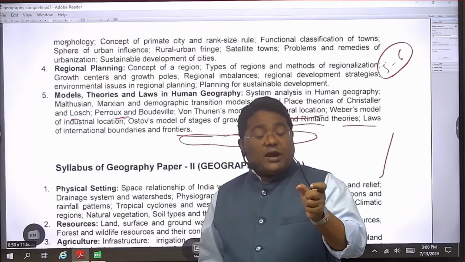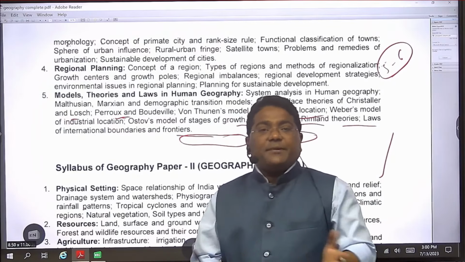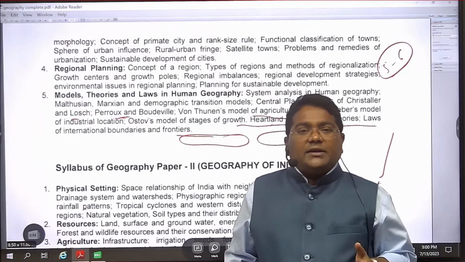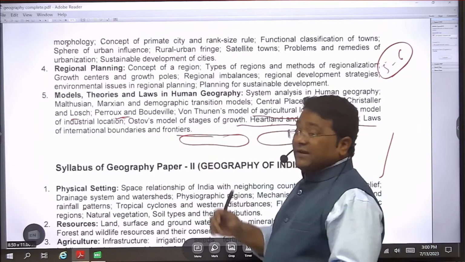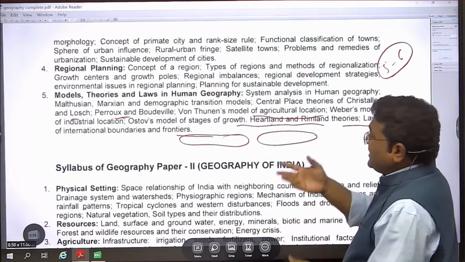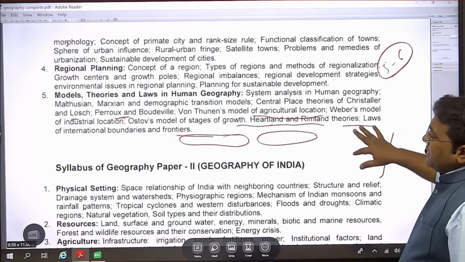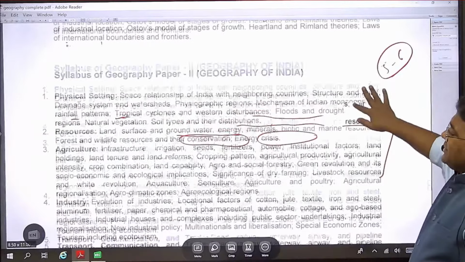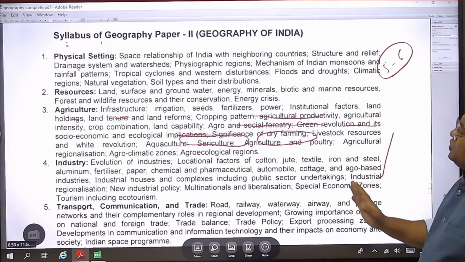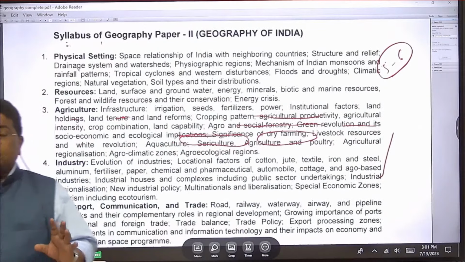Frontier, just understand the word. If you understand the word, then it is very easy. A boundary separates two countries, two regions or two continents, right? Then a frontier is the connection between the people, right? So you must understand. We also have some theories we will learn in the class. Then the syllabus of geography paper 2. Here, geography paper 2, geography of India. So it enters the syllabus of Indian geography.